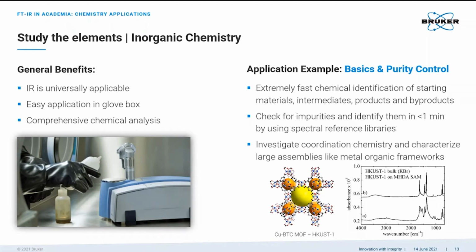Additionally, it can tell you basic things about coordination chemistry, especially carbonyls and cyanides, but also other ligands. You can even use it to characterize large molecular assemblies like metal organic frameworks.